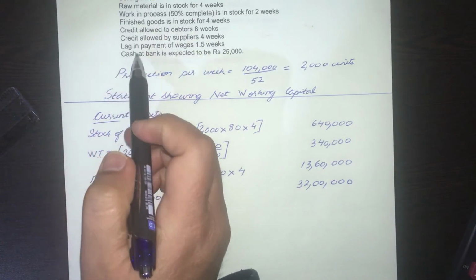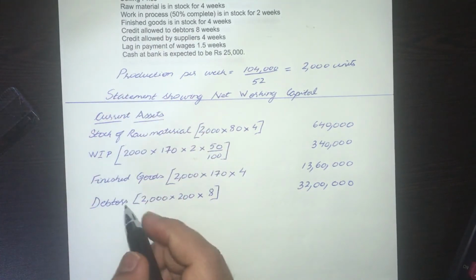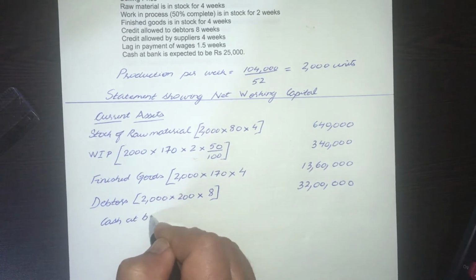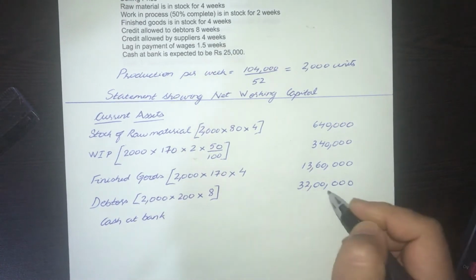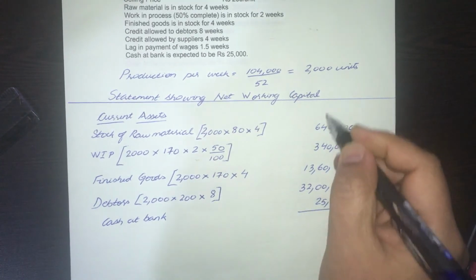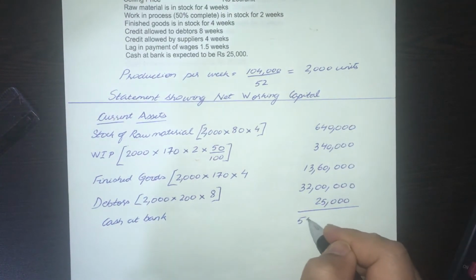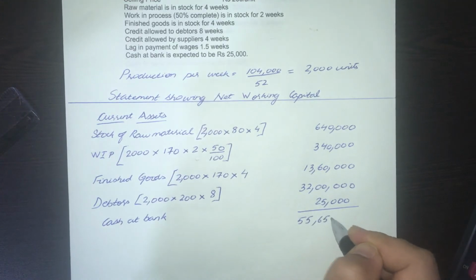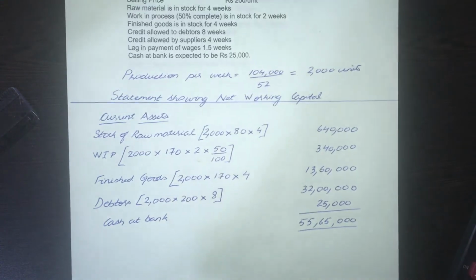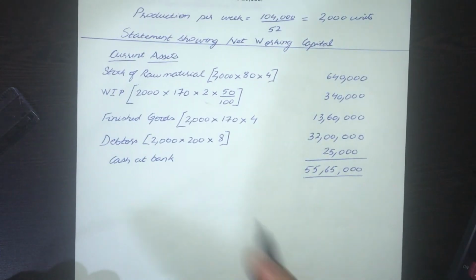Anything else? Yes, cash at bank. So cash at bank or bank balance is what is given, 25,000. So you add up, you'll get 55 lakhs 65,000. All right. So we are done with current assets.